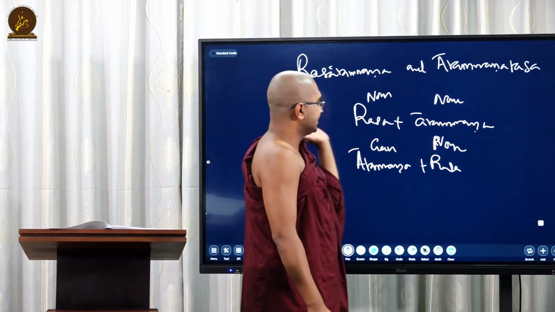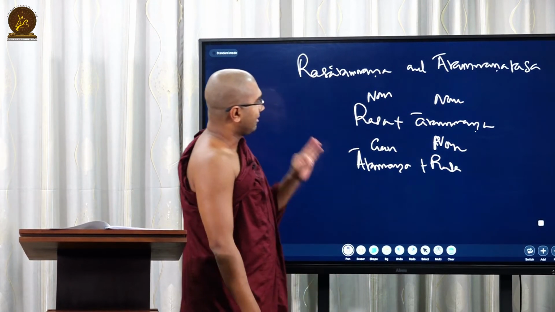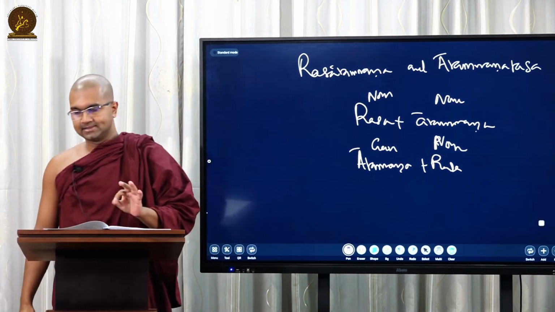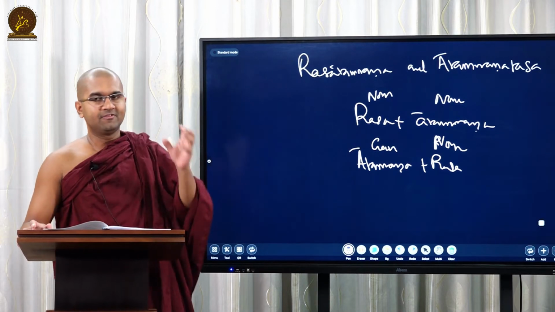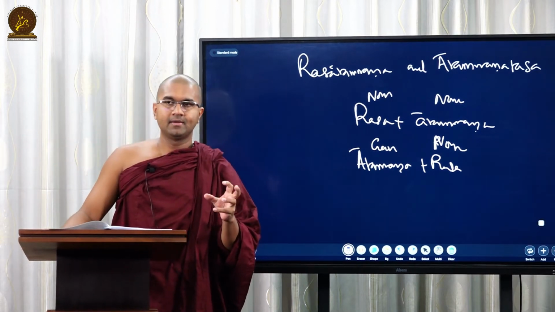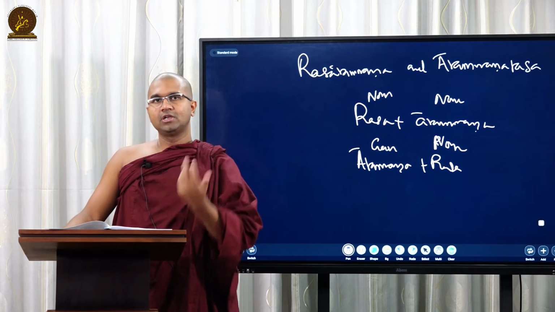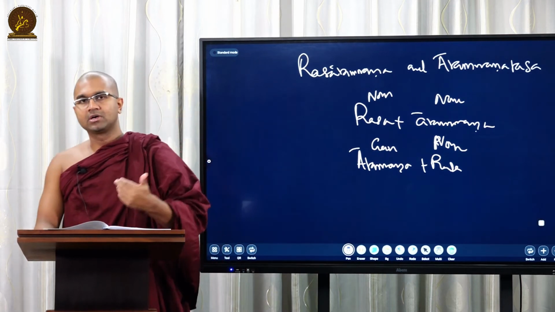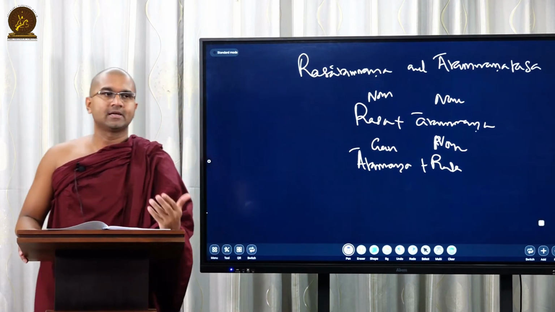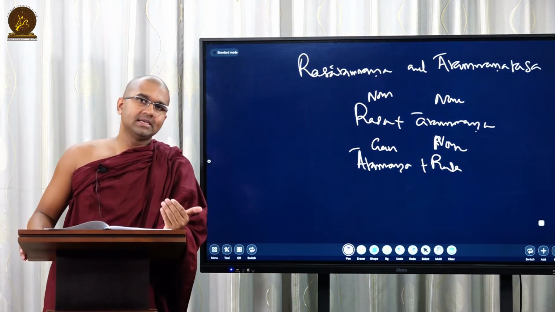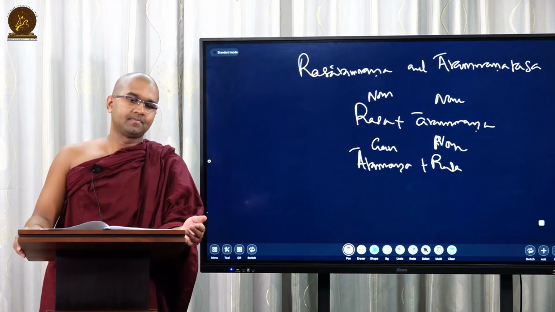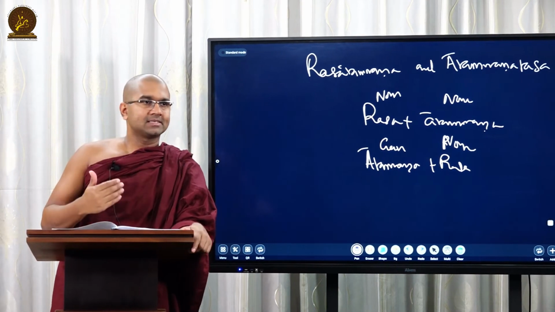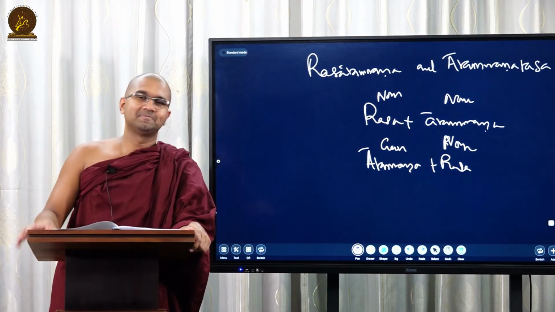What I want to mention is these are two terms. Rasarammana means the object of taste. That is the inbuilt quality which we discussed today. When the four great elements come together, a certain different quality, which is called rasa, occurs with them. That is the Rasarammana. Arammanarasa is a certain kind of quality found in any object. This Arammanarasa can be found in Rasarammana even.